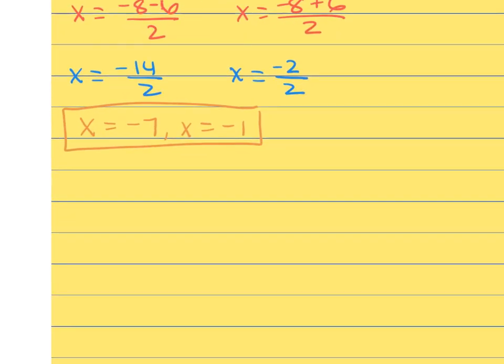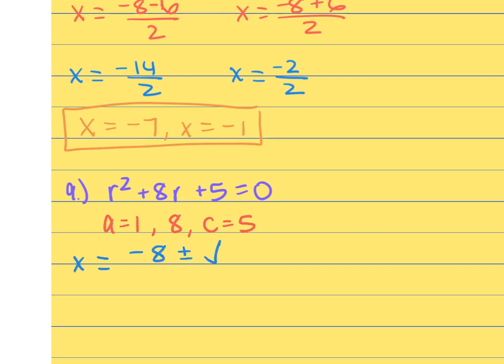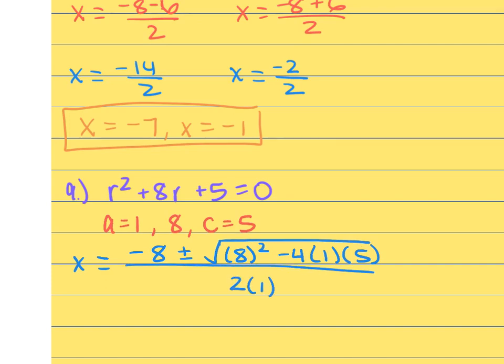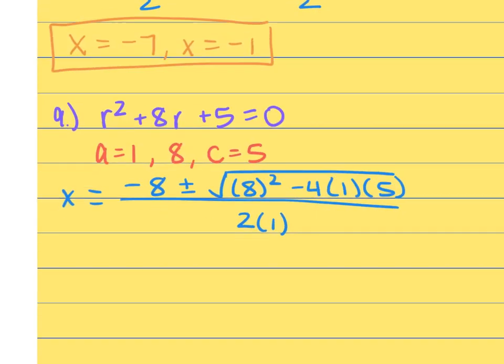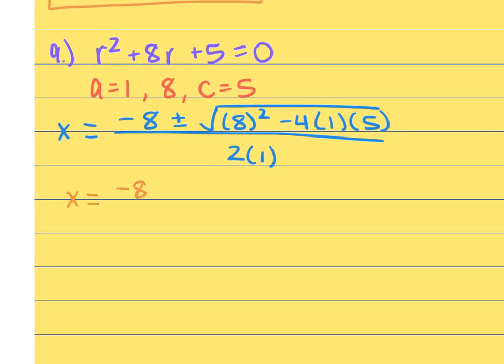For 9, we are given r squared plus 8r plus 5 is equal to 0. So the r has a coefficient of 1, so a is 1, b is 8, and c is the 5. So x is equal to negative 8 plus or minus the square root of 8 squared minus 4 times 1 times 5, all over 2 times 1. So simplifying this, it's going to give us x is equal to negative 8 plus or minus the square root of 64 minus 20 all over 2.